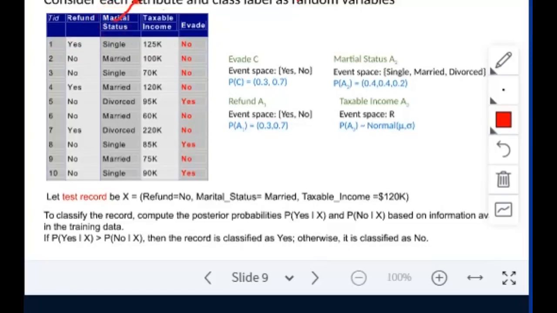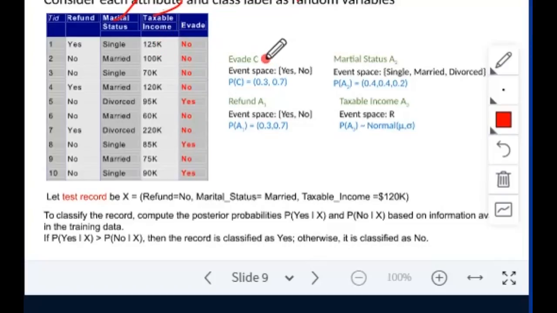Marital status is a categorical value. Taxable income is a continuous variable because it has a range of values. Here we have yes, no, so it is categorical. Here marital status is single, married, and divorced, so three different categories, again categorical. Then income is continuous. Hope you are understanding.